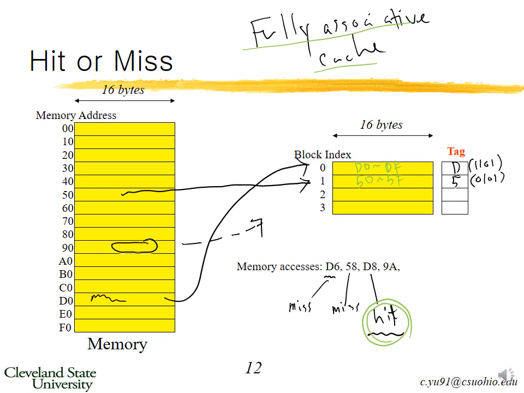But the tag value must be 4-bit instead of 2-bit, because you need to remember the first 4 bits of the memory address. So the D8 in this case has not been replaced. So the third memory access, D8, is going to be a hit. So that is the advantage of the fully associative cache compared to the direct mapped cache we discussed so far.